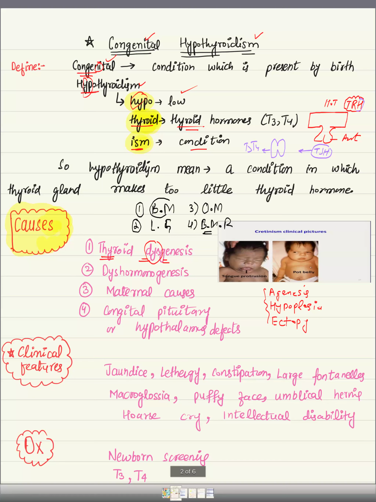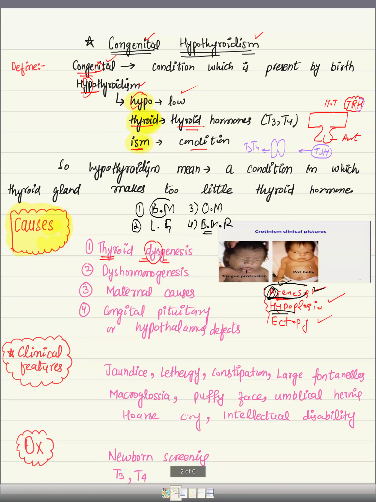First of all, most cases of congenital hypothyroidism are due to thyroid dysgenesis. And what are the types of thyroid dysgenesis? Thyroid agenesis, hypoplasia, and ectopy. So first, what is the meaning of agenesis? Just remember, when the thyroid gland is completely absent in your body, it is called agenesis. A means absent, and genesis is a term used for formation. So when the thyroid gland is totally absent, we call it agenesis.